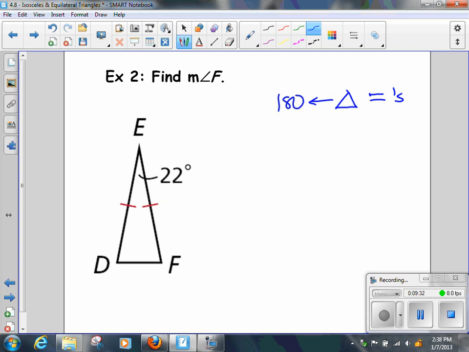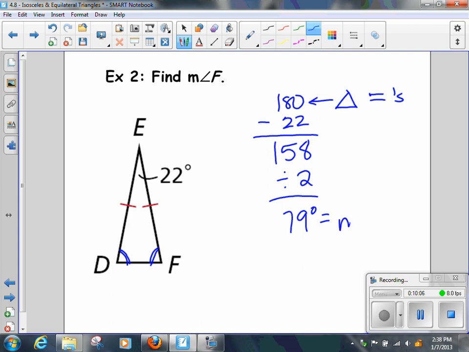Subtract 22 from 180, and I get 158. Why am I dividing by 2? The angles aren't marked congruent, but the sides are. If these two sides are congruent, then the angles opposite those sides are also congruent. So I'm going to take 158 and divide by 2. Why 2 and not any other number? Because there are 2 congruent angles, right? What's 158 divided by 2? 79. So the measure of angle F is 79 degrees.